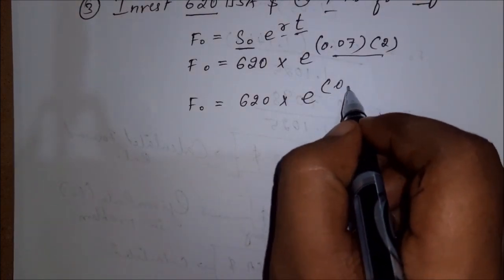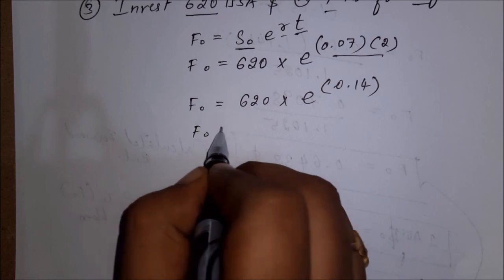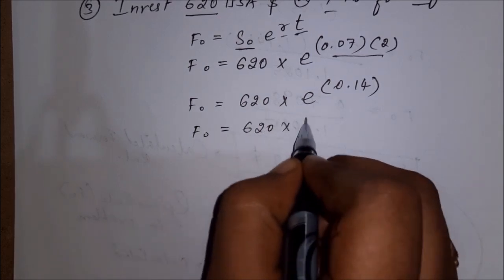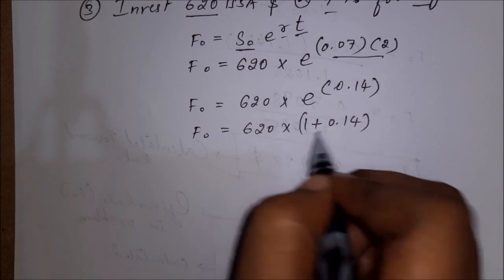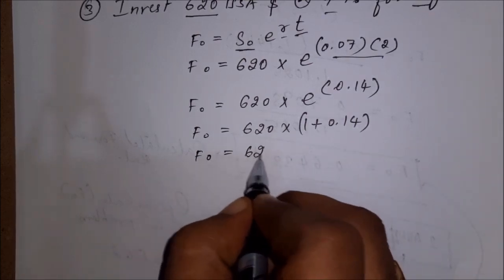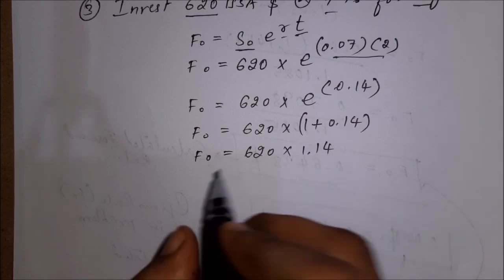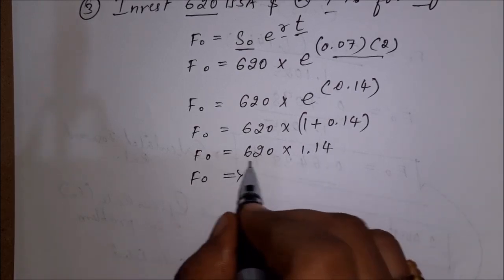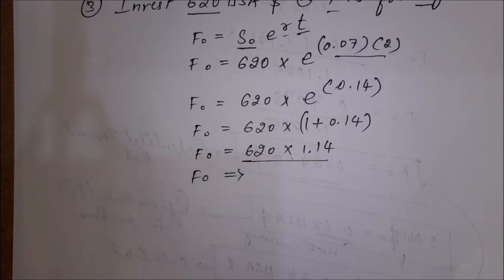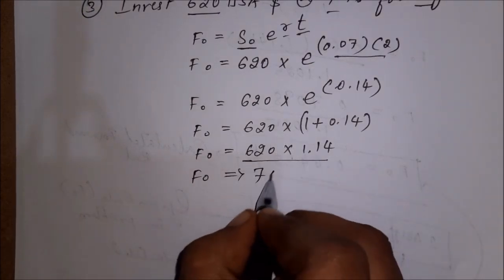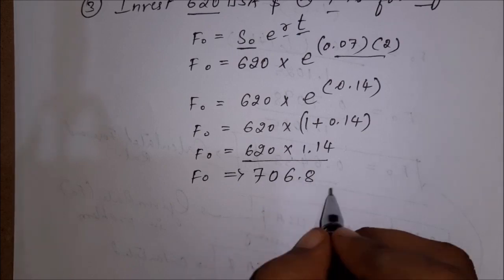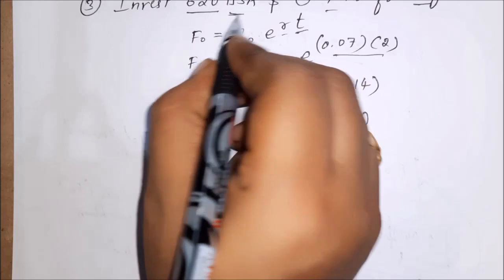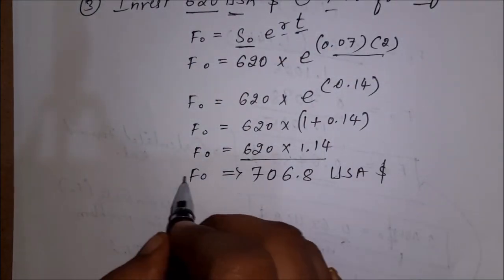After multiplying, we will get 0.14. F naught is equal to 620 into 1 plus 0.14. F naught is equal to 620 into 1.14. F naught is equal to, now multiply this 620 and 1.14. We will get the forward price or future price, 706.8 USA dollar. It is in terms of USA dollar.